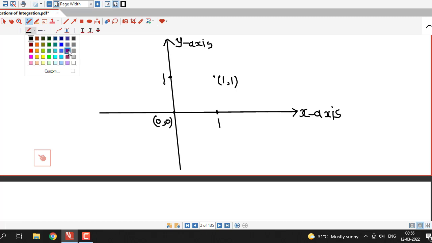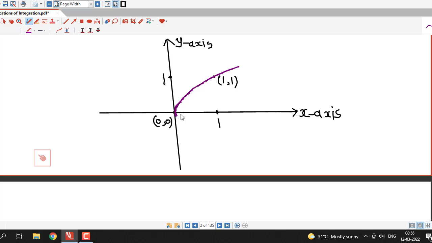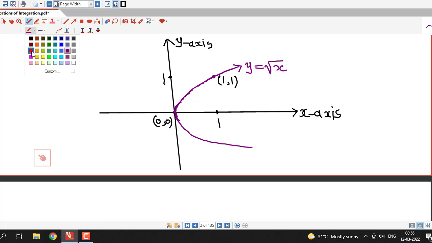So first we sketch y square equal to x. For that, let me sketch roughly. We require a rough sketch, but we should be careful that our curve must look like a smooth curve, because we are sketching a parabola. Suppose this is y equal to square root of x, and it is passing through (0, 0) and (1, 1). Another curve is x square equal to y, or y equal to x square.